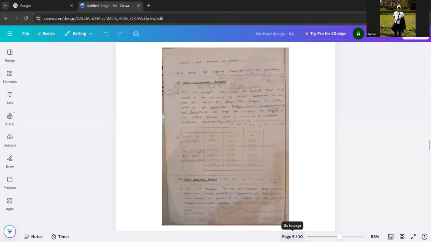So let me just explain what is on my notes. The trade receivable budget showcases the amounts that will be owed to the business by credit customers at the end of the month or period. That is what I told you. So it's the amount that is owed by our credit customers. They are the debtors for us. This budget is closely linked to the production, sales, and cash budgets.